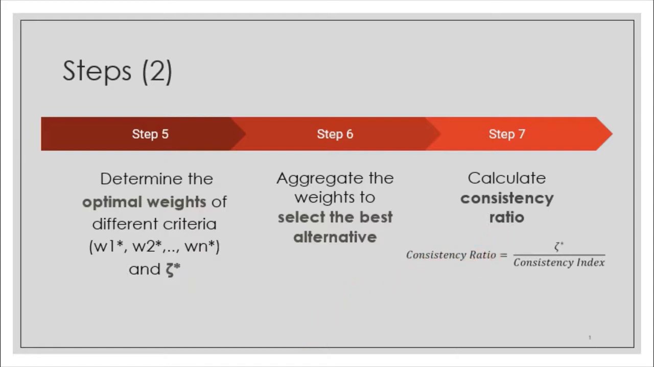We would want to see, in an optimal case, a consistency ratio equal to 0, because that means that our comparisons were very consistent. To calculate this ratio, we divide zeta star, which we determined earlier, over the consistency index, which is the maximum value of zeta for each of the 9 scale points we were talking about earlier. As we can see here, if we have a higher value of zeta star, we would have a higher value of the consistency ratio, and thus a less consistent comparison. So we would want to see a very small value of zeta star.